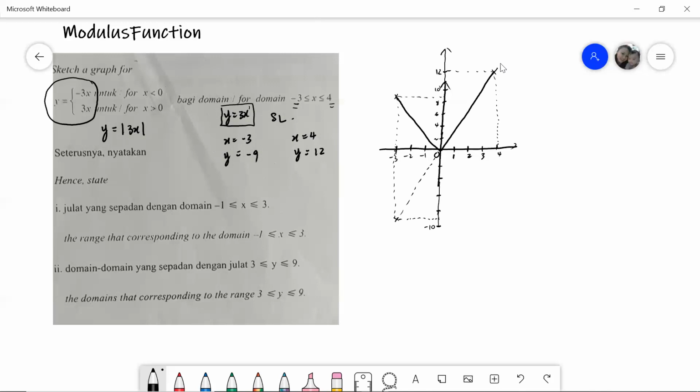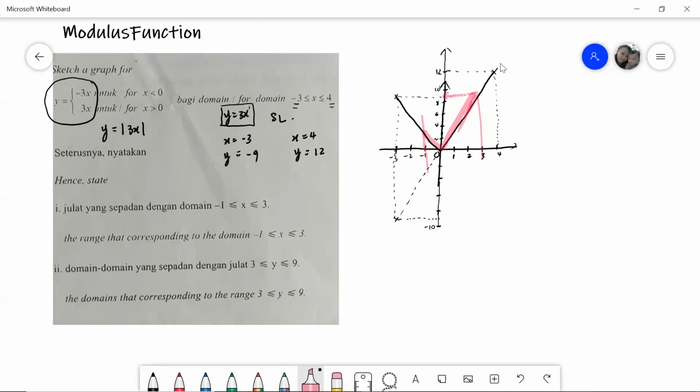Next, we need to state the range that corresponds to the domain -1 to 3. So where is x equals -1? This whole line is x equals -1, and this whole line here is x equals 3. So what is the graph in between this window? It is basically from here to there. Then let's look at the corresponding y values.